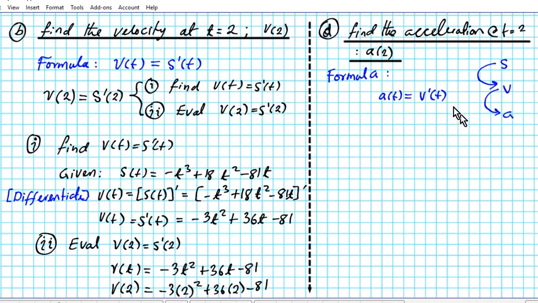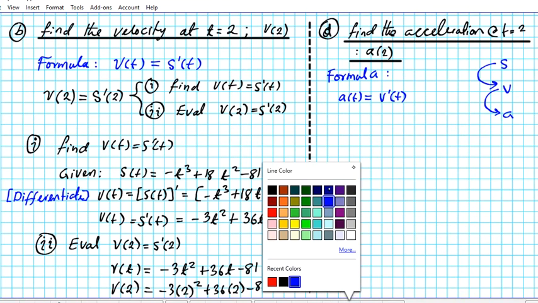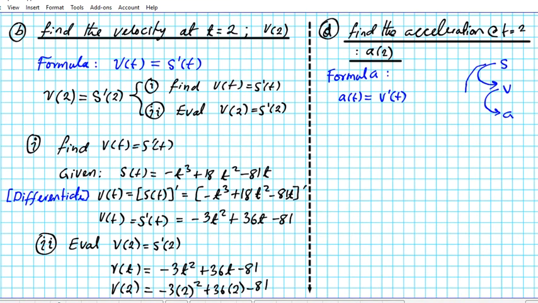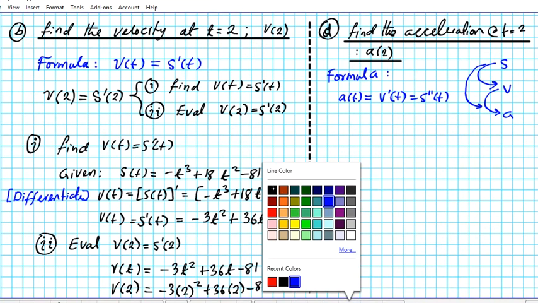You can also find the acceleration from position. All you have to do is differentiate twice. If you were going directly from position to acceleration, you're going to find the second derivative of position. Alright, now let's get started.